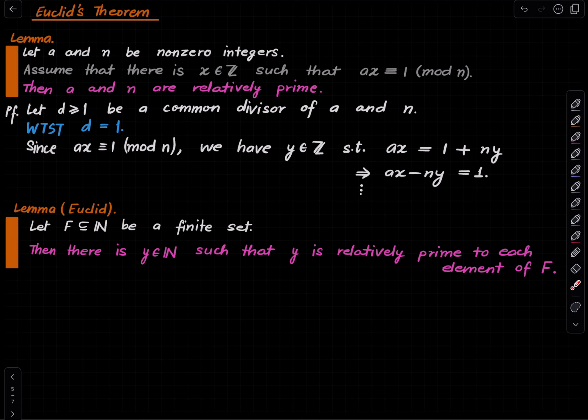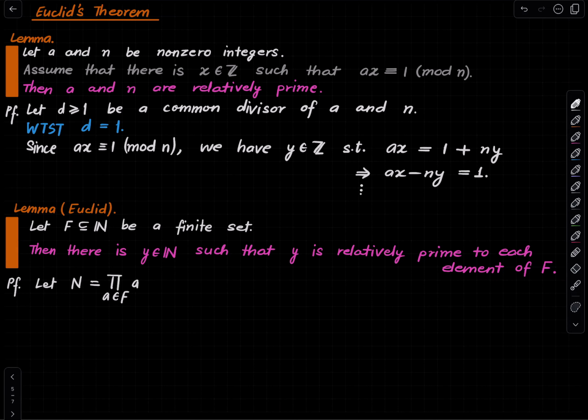We want to prove it for general finite subsets. And here is the way. Here is Euclid's way. There are many ways, I'm sure, but here is how Euclid did it. So all he says was, take the product of all the things in f.